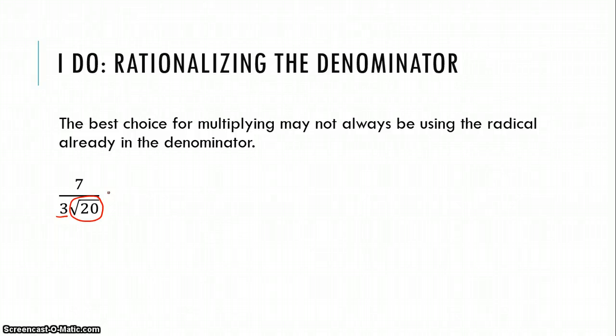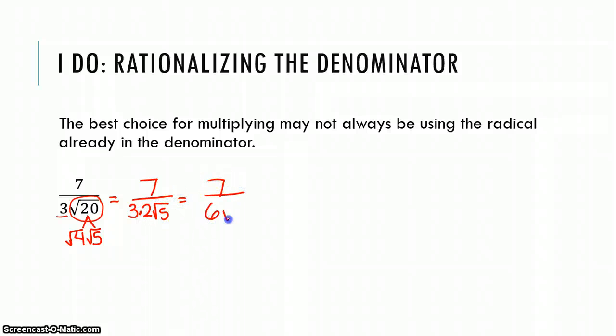You could multiply by root 20 if you really wanted to. But what I suggest doing is simplifying first. So I'm going to take this denominator of square root of 20, and I'm going to simplify it. I found a perfect square here, square root of 4, which I can take, and square root of 5, which I can't. So I'm just going to simplify this out now. So 7, and this is 3 times 2 root 5, 7 over 6 root 5.